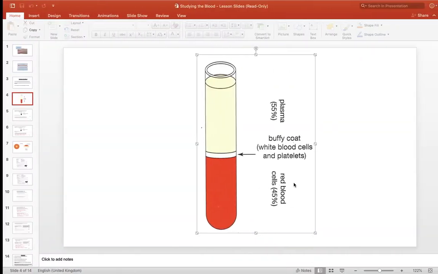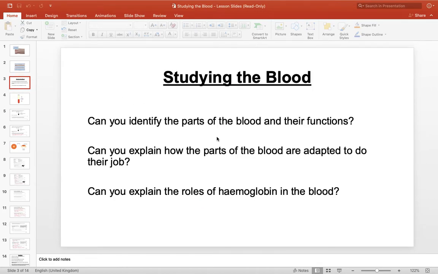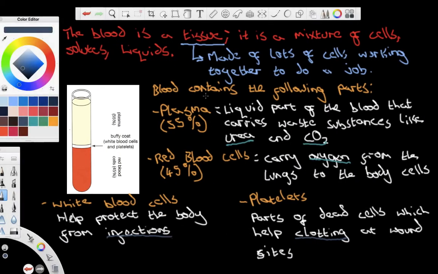So if we have a look back at our learning objectives, it says, can you identify the parts of the blood and their functions? The next bit says, can you explain how the parts of the blood are adapted to their job and explain the roles of hemoglobin in the blood? So to do this, I'm going to talk about two things. I want us mostly to focus in on blood plasma first.